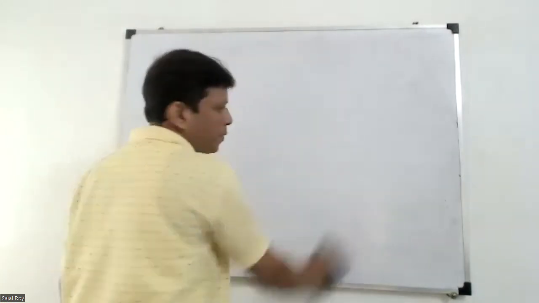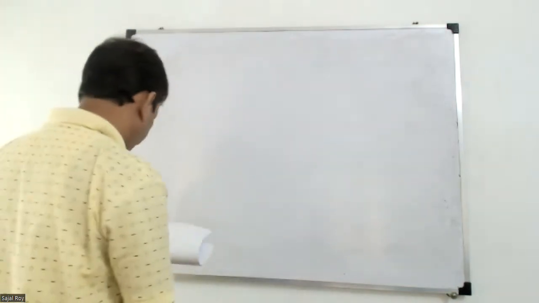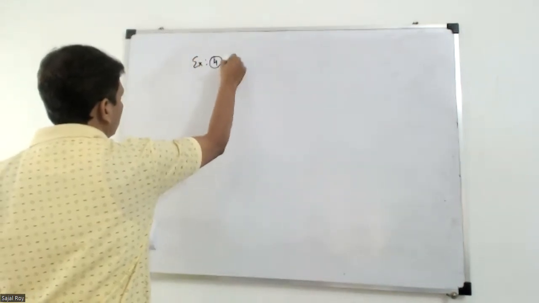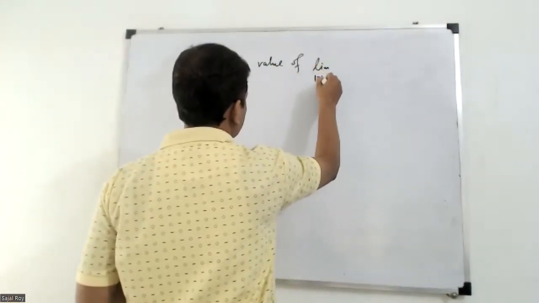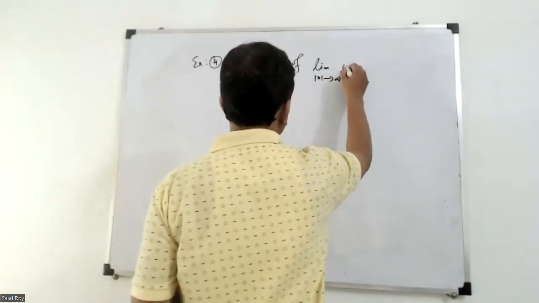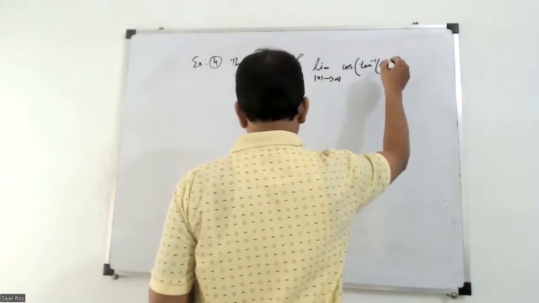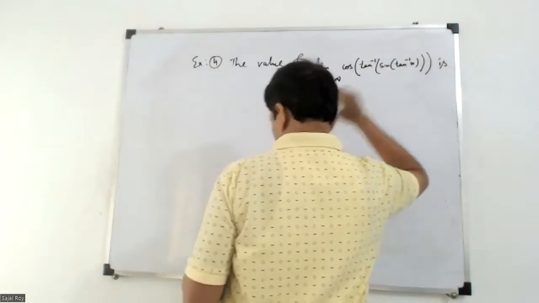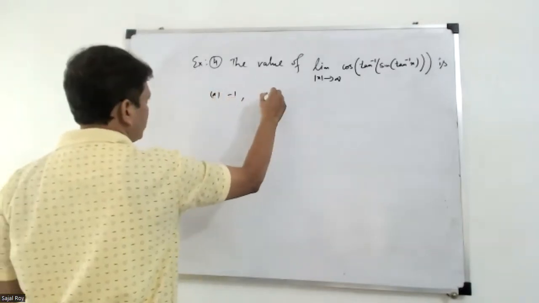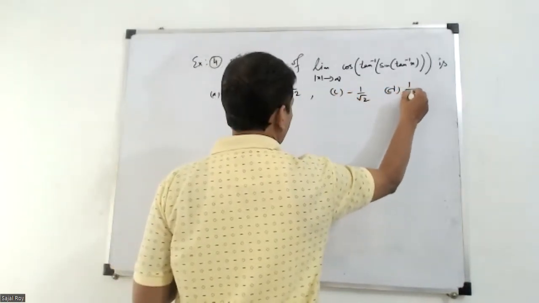Okay, next. Example 4. The value of limit mod x tends to infinity of cos of tan inverse sin tan inverse x is: option A, minus 1 by root 2; option B, 1 by root 2.